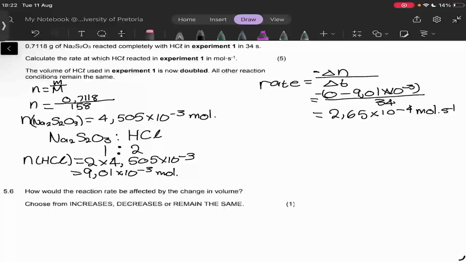5.6 asks us, how would the reaction rate be affected by the change in volume? Would it decrease, increase, or remain the same? What do you guys think? How does changing the volume affect the reaction rate? Is there a change? If so, would it increase or decrease? So firstly, in the chat, do you guys think it'll increase, decrease, or remain the same?